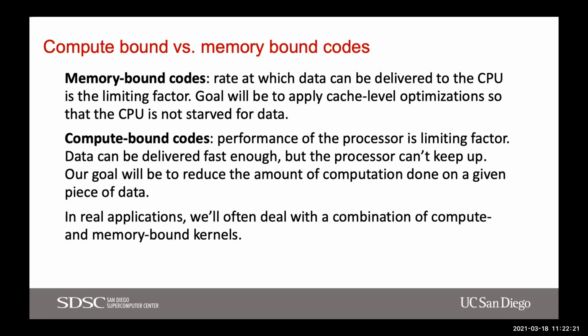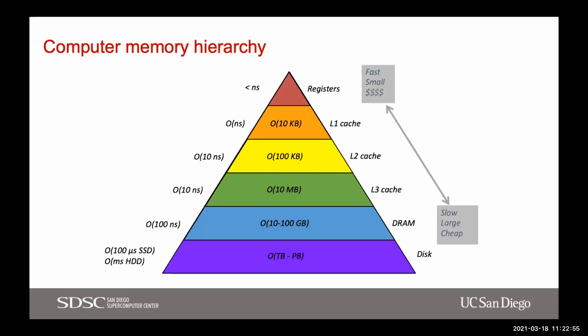Again, memory-bound codes are codes where the rate at which data can be delivered to the CPU is the limiting factor. Our goal is going to be to apply cache-level optimization so that the CPU is not starved for data. On the other hand, with compute-bound codes, like the one that we had just worked with, it's the performance of the processor that is the limiting factor. Data can be delivered fast enough, but the processor can't keep up. In this case, our goal is going to be to reduce the amount of computation done on a piece of data. And in real codes, we'll often find a combination of compute and memory-bound kernels.